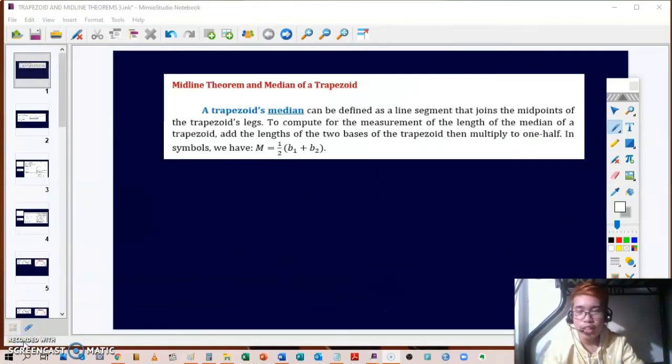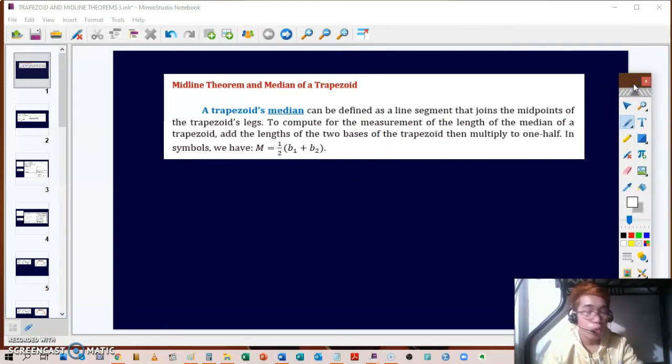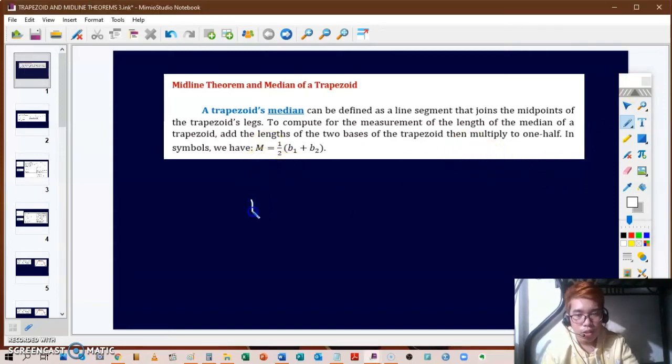Okay, so after proving the midline segment theorem for a triangle, let's now try to prove the midline theorem for the median of a trapezoid. A trapezoid's median is also kind of like the median or the midline or the mid segment of a triangle. If you notice the formula for the median of a triangle, it is equal to 1/2 the third side of the triangle.